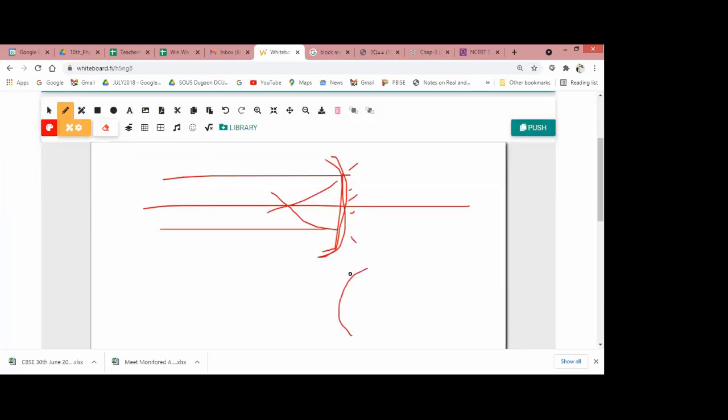But in convex, what used to happen? The rays get apart. The rays, when they were falling on the surface, they used to diverge away. Correct? They did not converge. They used to move away after reflection. So we had to produce them backwards to check where the image is formed. Correct? For formation of image, we had to do this. Agreed or not? Yes, sir.